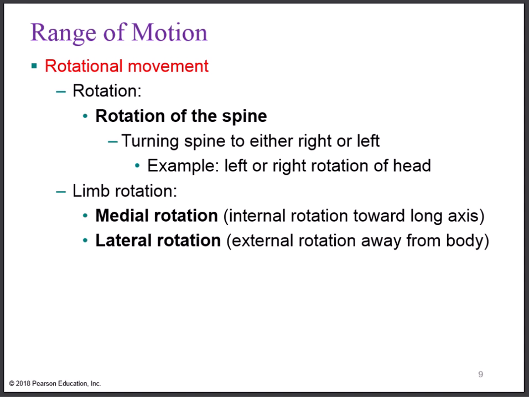When the limb rotates, the upper limb or the lower limb, the terms we should use are medial rotation, sometimes called internal rotation, or lateral rotation, sometimes called external rotation. Medial rotation is where we're turning the limb inward. We're going to rotate the limb in, and lateral rotation is where we're going to rotate the limb out.